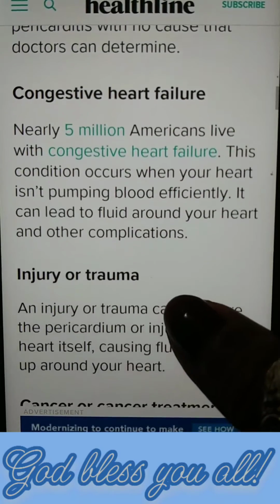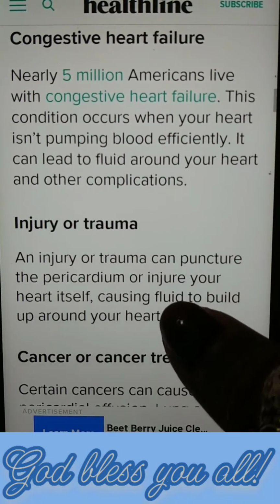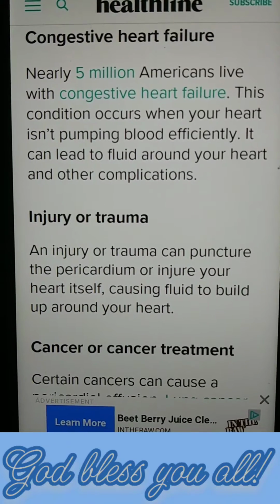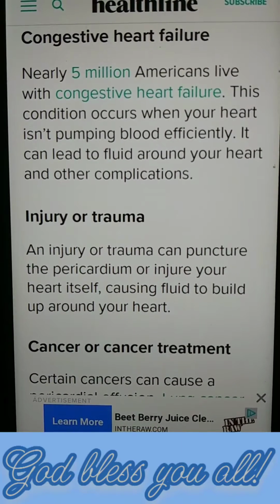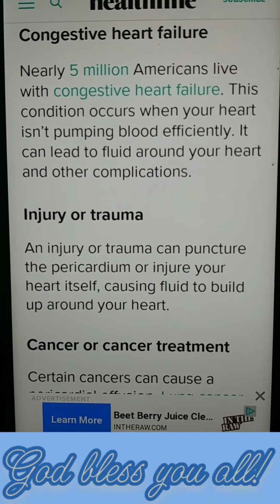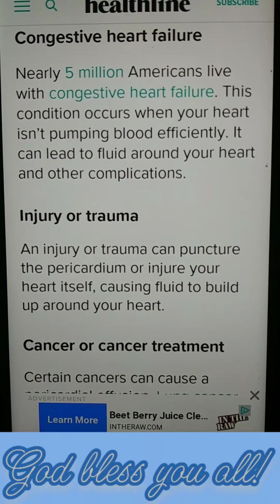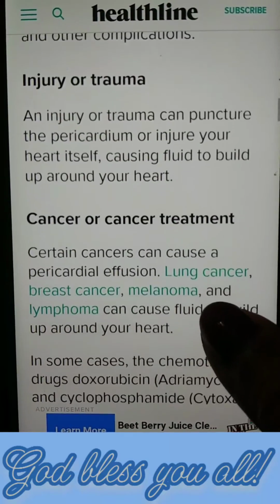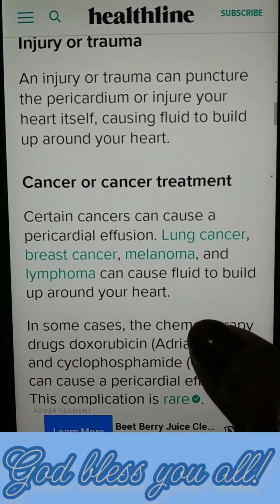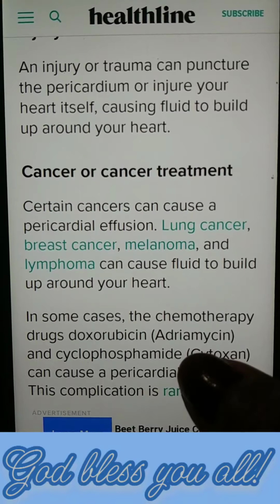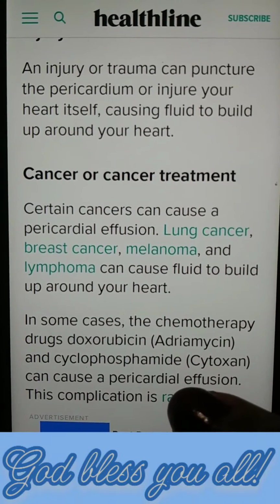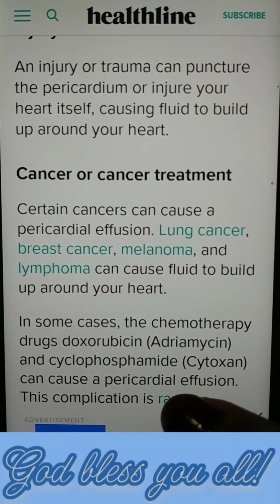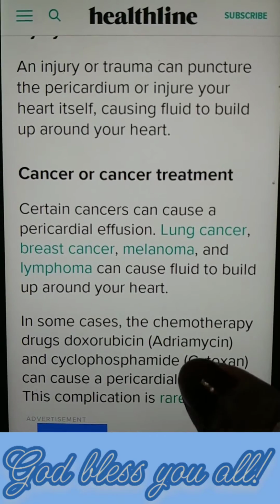Congestive heart failure. Nearly 5 million Americans live with congestive heart failure. This condition occurs when your heart isn't pumping blood efficiently. It can lead to fluid around your heart and other complications. Injury or trauma. An injury or trauma can puncture the pericardium or injure your heart itself, causing fluid to build up around your heart. Cancer or cancer treatment.